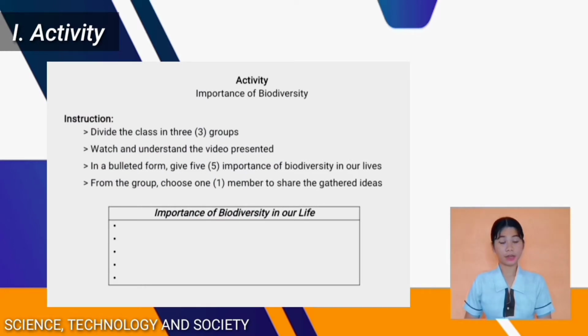I prepared a video and I'm going to share it with you as our activity. Before I present it, I'm going to divide the class into 3 groups. After the video is shown, you are to give 5 importance of biodiversity in our lives, and you are to write it in a bulleted form. From the group, you are to choose one member to share the gathered ideas. Now let us play the video.